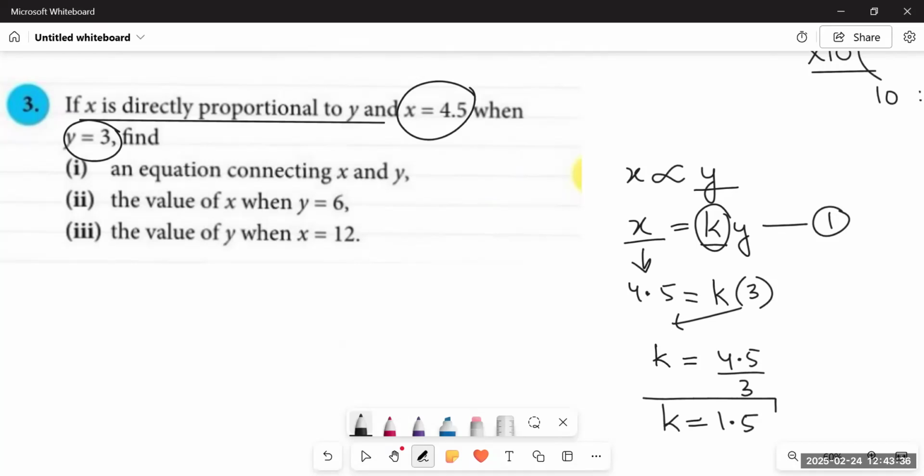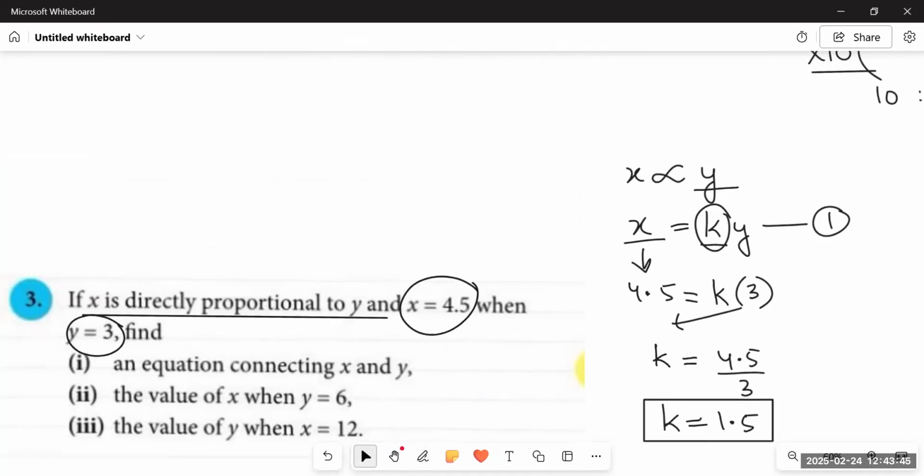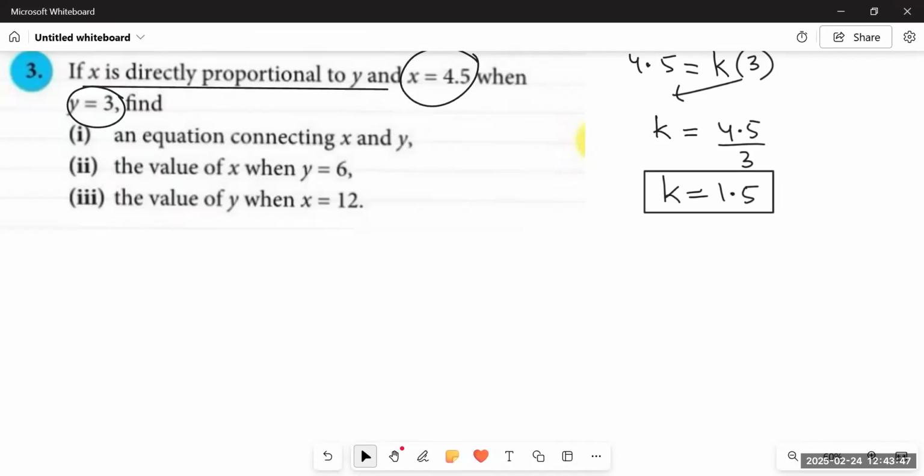And for any proportion of the same type of question, we will use this constant. So if in part 2, they are saying find the value of X using the same equation, we will use the same equation. First, we use this equation to find out the value of K. Now we will use the same equation to find out the value of X. In the third part, we will use the same equation to find out the value of Y. It means using the same equation, we can find 3 different values.